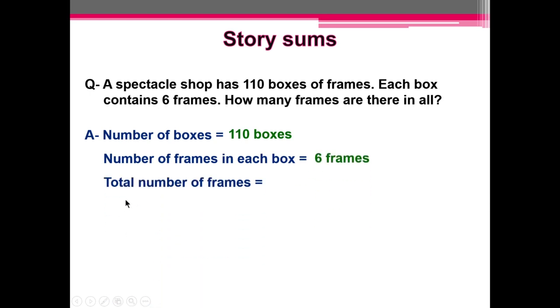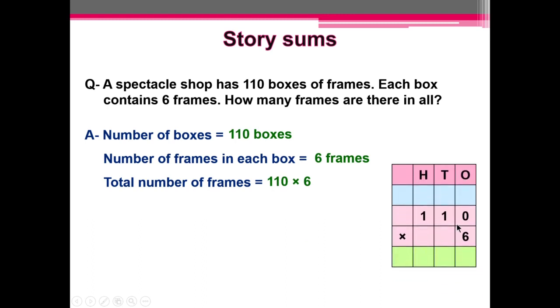Now, total number of frames. Can you tell me how we'll find out the total number of frames? Yes, we'll multiply 110 by 6. Shall we do it? Come on. 0 multiplied by 6 is equal to 0. 1 multiplied by 6 is equal to 6. Again, 1 multiplied by 6 is equal to 6. So, we have 660 frames in total. Shall we form an answer statement? There are 660 frames in all. Very good.